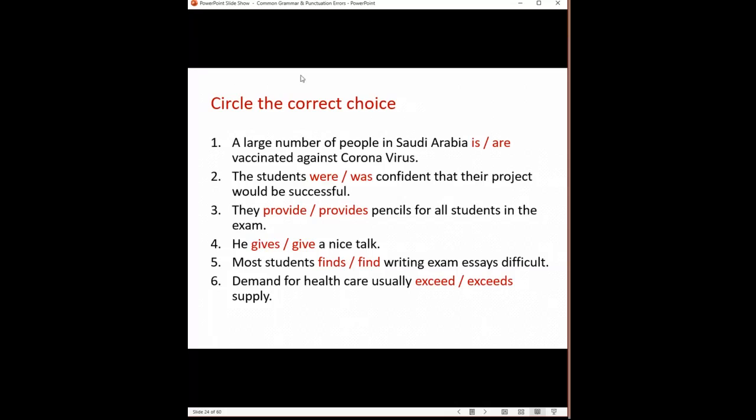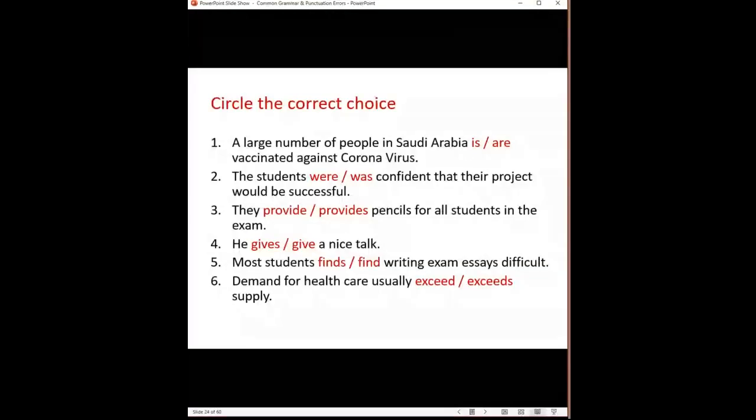Now another exercise: circle the correct choice to try yourself. Let's say, for example, number one, a large number of people in Saudi Arabia is or are vaccinated against coronavirus. So, what is the subject? People or a large number? I say a large number. We have here is or are. What do you think?